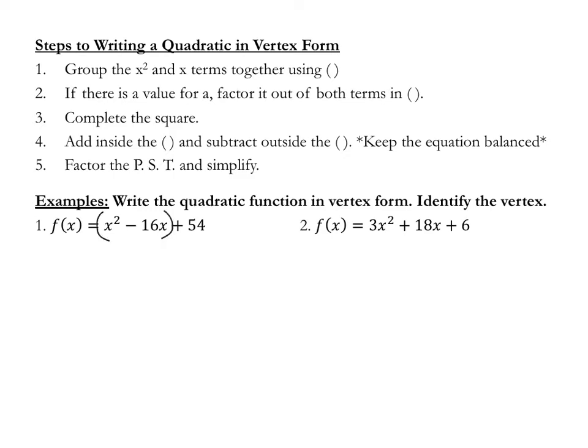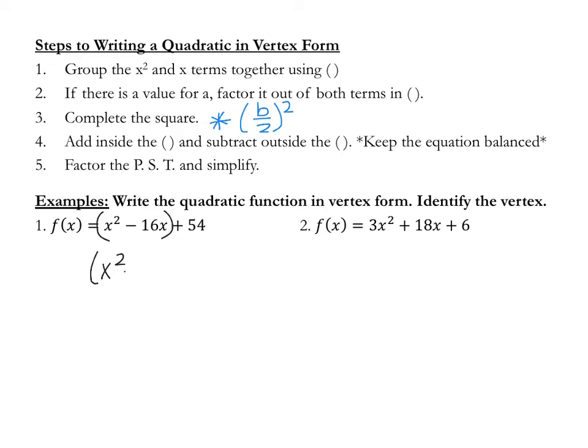If there was an a value, we would then want to factor that out because a is supposed to be outside the parentheses when it's in vertex form. But there's no a value here. So the next step is to complete the square. Completing the square has its own formula. It's b divided by 2 squared. So we're going to do that inside the parentheses.